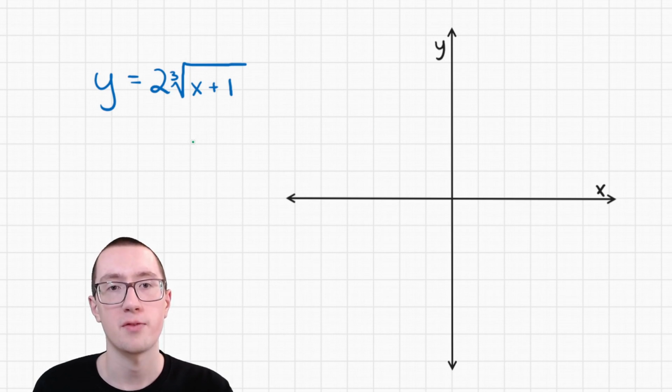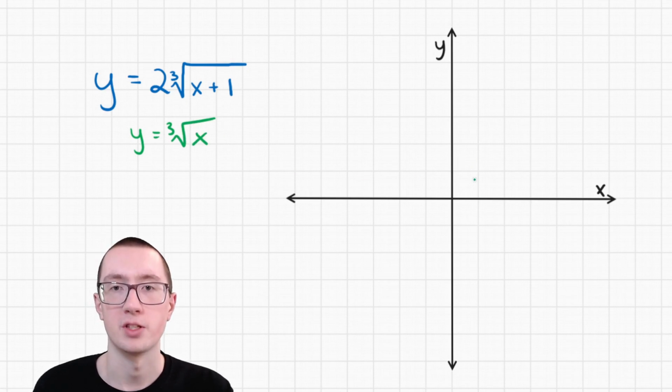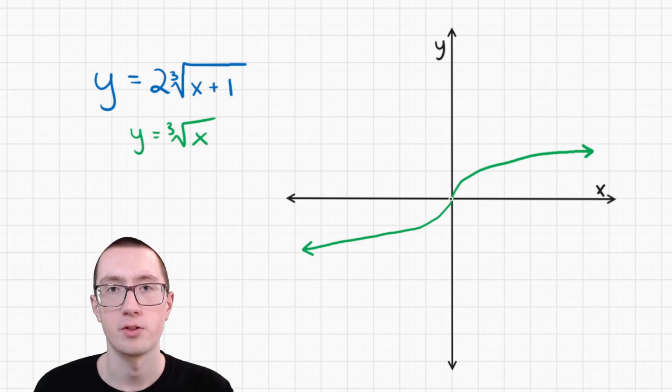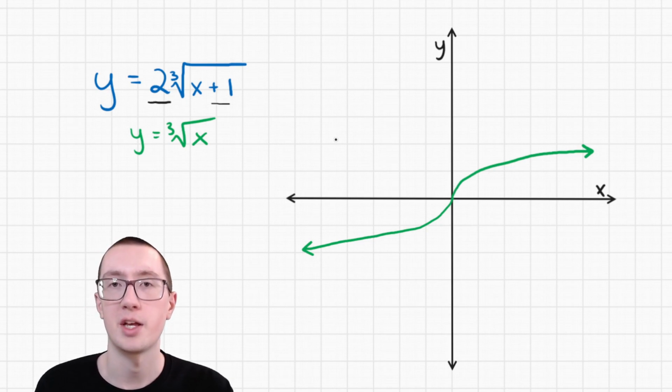So we need to start by graphing the parent graph, which is just y equals the cube root of x, which is what we just graphed. And I'm going to go ahead and just graph it the same way we did before. So here's our cube root equation, and it's already graphed. So all we have to do is figure out what this plus 1 is doing to our parent graph, and what this 2 is doing, and then make those changes.